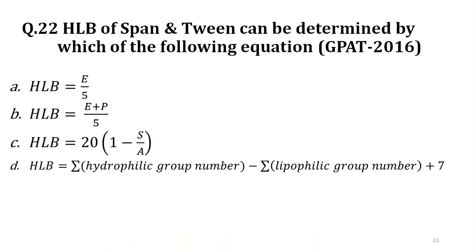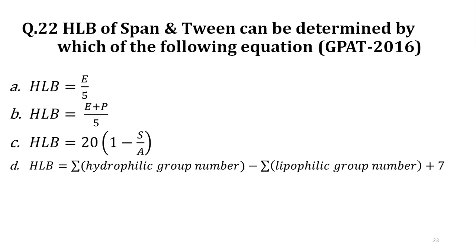Next, HLB of the Span and the Tween can be determined by which of the following equations? This question was asked in GPAT 2016. Option A, HLB is equal to E upon 5. Option B, HLB is equal to E plus P divided by 5. Option C, HLB is equal to 20 into bracket 1 minus S upon A. And the last option, HLB is equal to summation of hydrophilic group number minus summation of lipophilic group number plus 7.